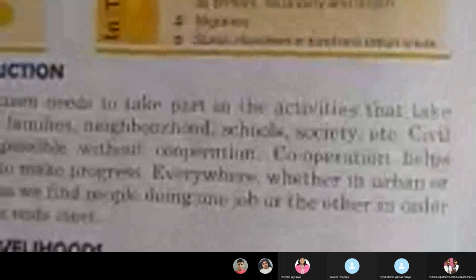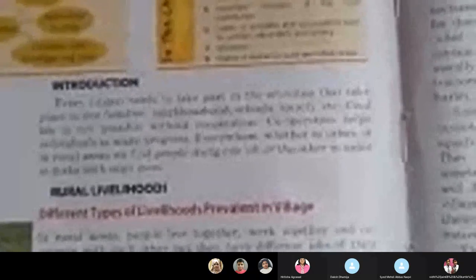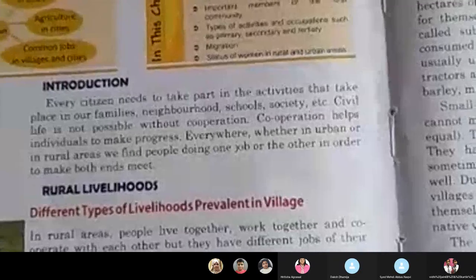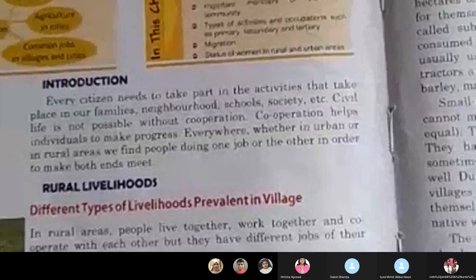Good morning, class. We begin with the lesson Making a Living, Rural Livelihoods and Urban Livelihoods. Now, in the last class, we studied there are various ways in which a human resource could be used. That means any human possible power which can be put to work in cooperation is called resource.